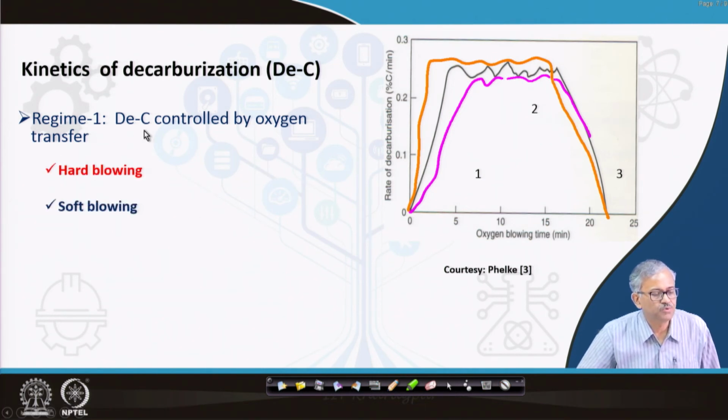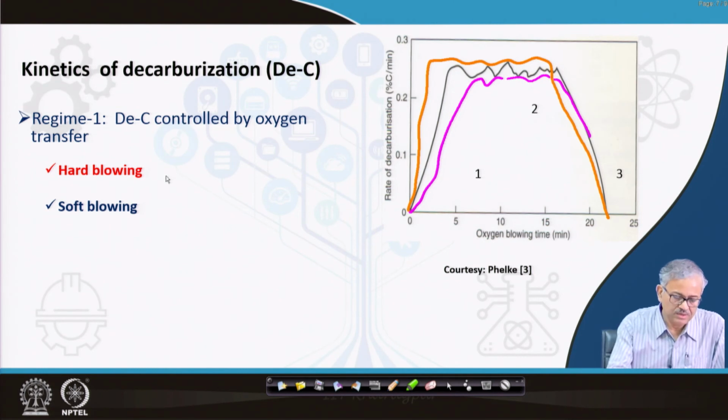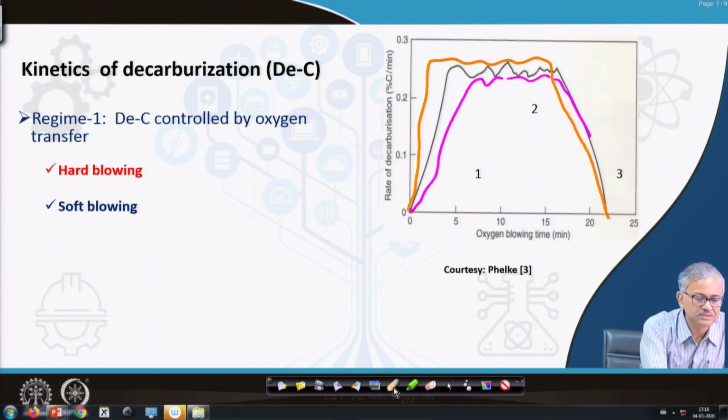In this regime 1 you have a hard blow and a soft blow, as I said. With hard blowing, if the JFN number is high, the decarburization rate is very high, but the problem is the drying of slag. So the slag can get dried off, dry slag. You can write that the decarburization rate, dC/dt, is very high.